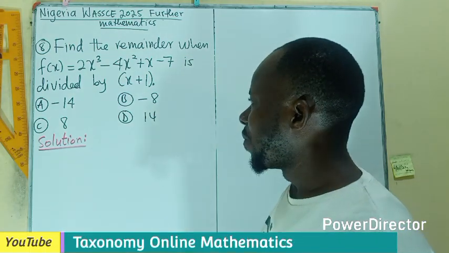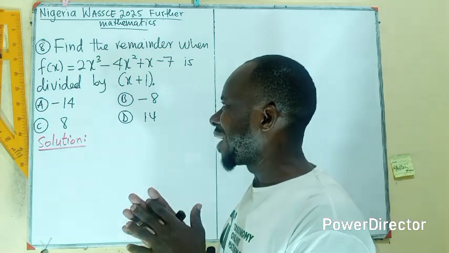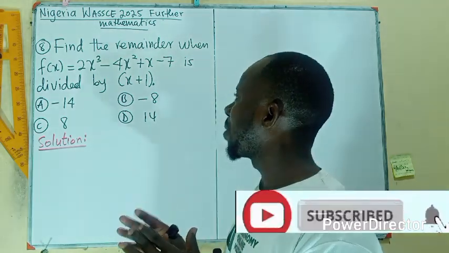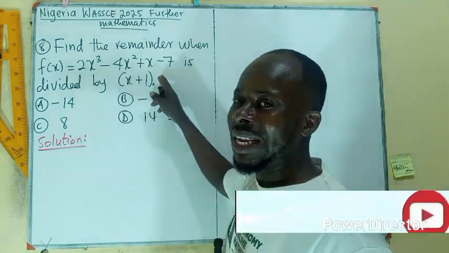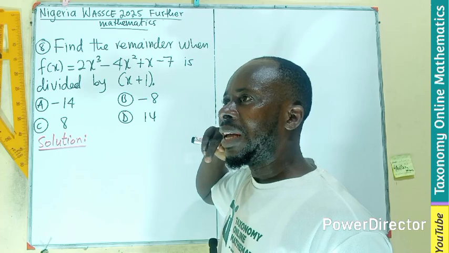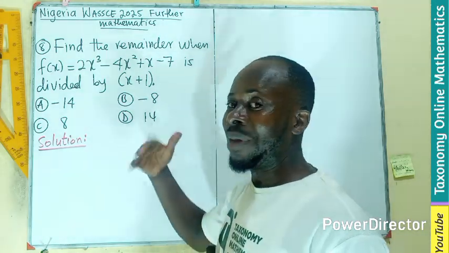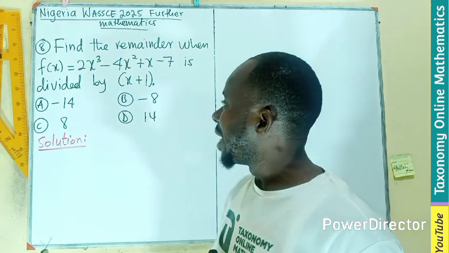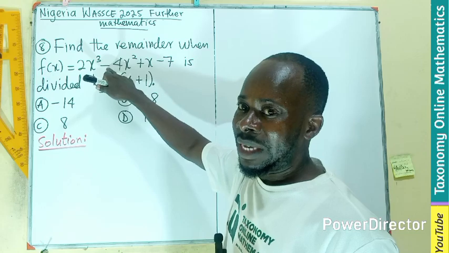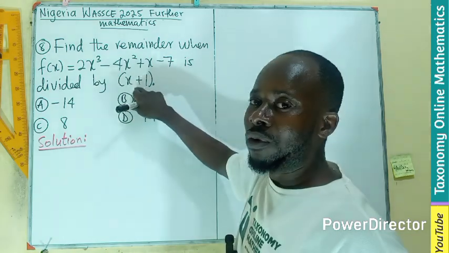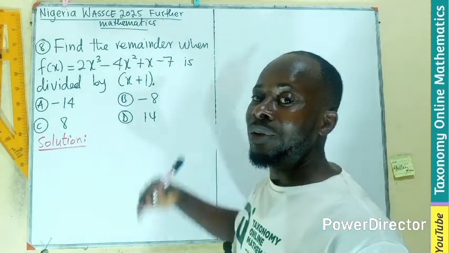Let's look at question 8. Find the remainder when the function f(x) = 2x³ − 4x² + x − 7 is divided by this factor. Now, if you check the episode we did on polynomials, under the remainder theorem or factor theorem, if this linear function is a factor of this, it means that if we find the zeros of this linear function, when we slot it into the position of x, the result will be what?